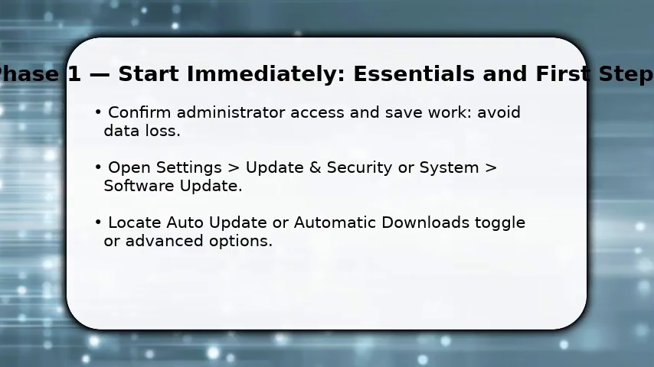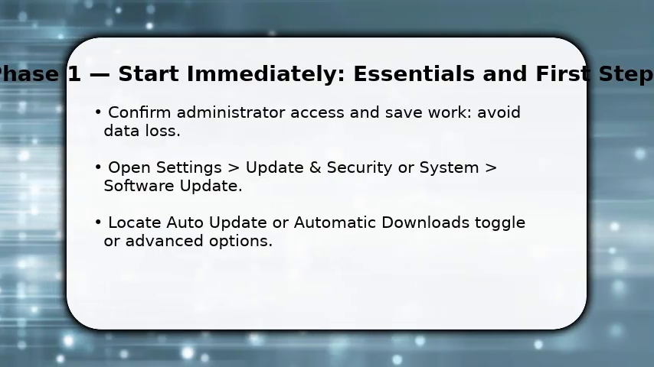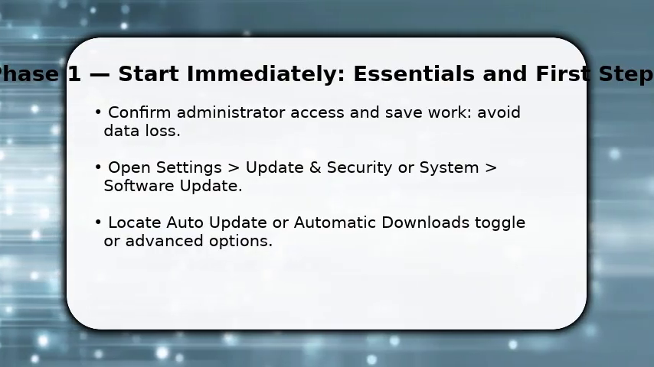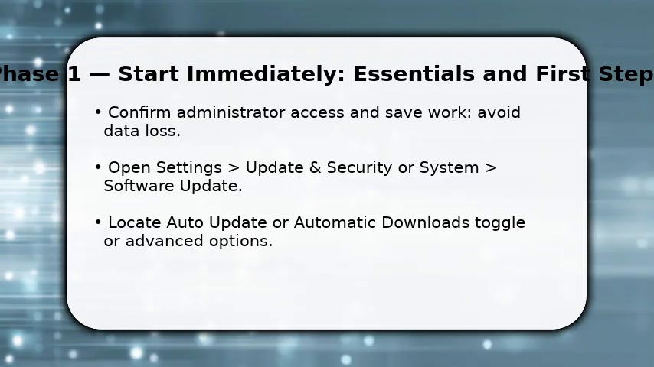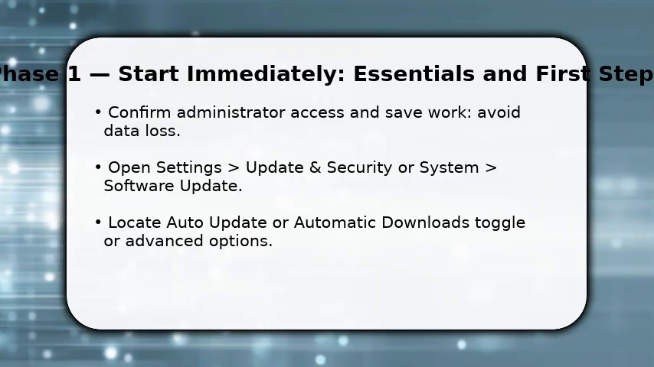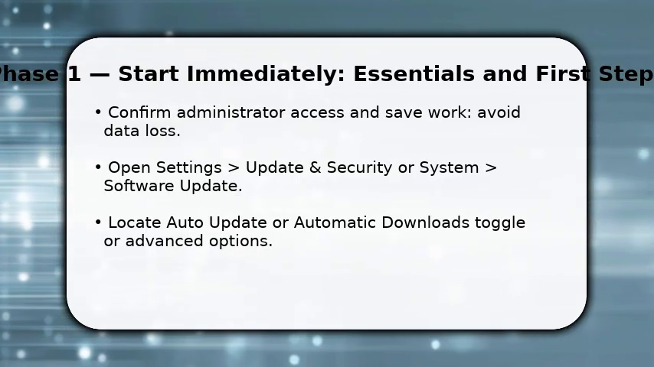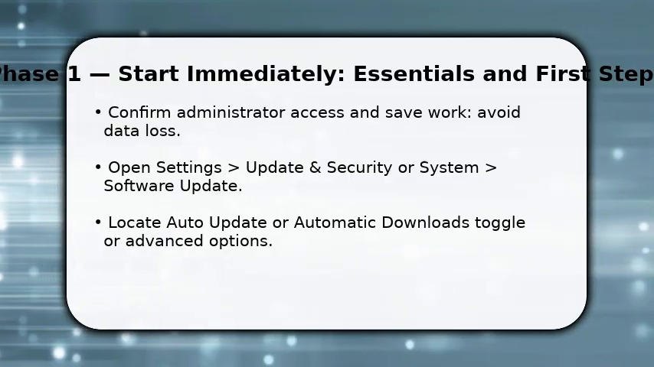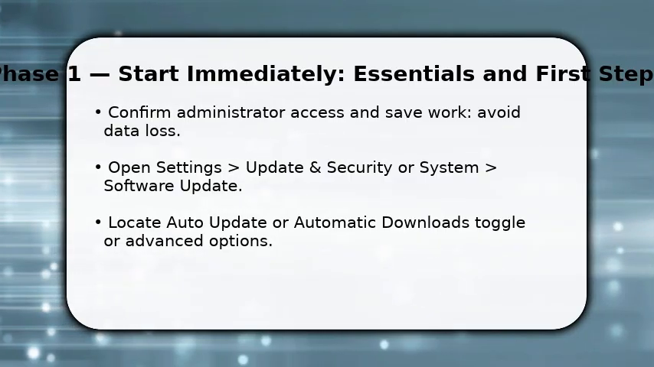You have admin access. Now act. Open settings and go straight to update and security or system, depending on your OS. Once there, locate the auto update or automatic download section. This is where the system decides to download and install updates.